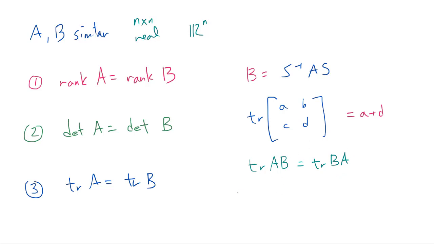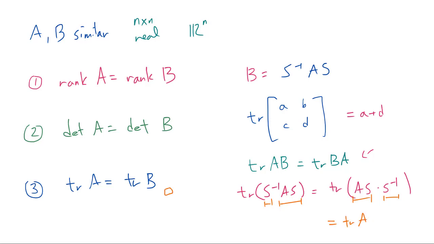And something to realize here is that trace of B, let's say S inverse AS, is going to be equal to, using this property, trace of AS times S inverse. So here I'm simply grouping this as S inverse times AS, and I'm simply switching the two. And then this is, of course, a trace of A. So we have established this.